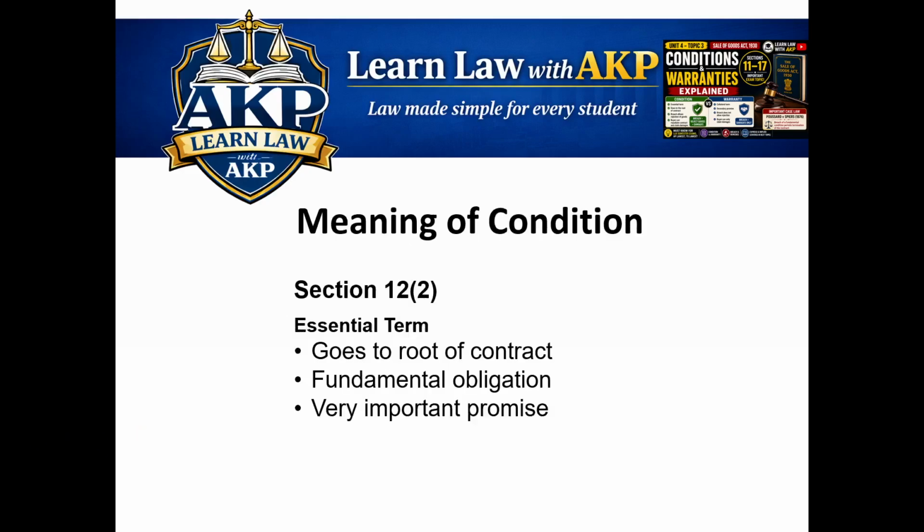A condition is a stipulation essential to the main purpose of the contract. It goes to the very root of the agreement. If a condition is not fulfilled, the buyer may reject the goods and terminate the contract. For example, a person purchases a car specifically described as a brand new 2025 model. If the seller supplies an old used car, the condition is breached because the main purpose of the contract is defeated.